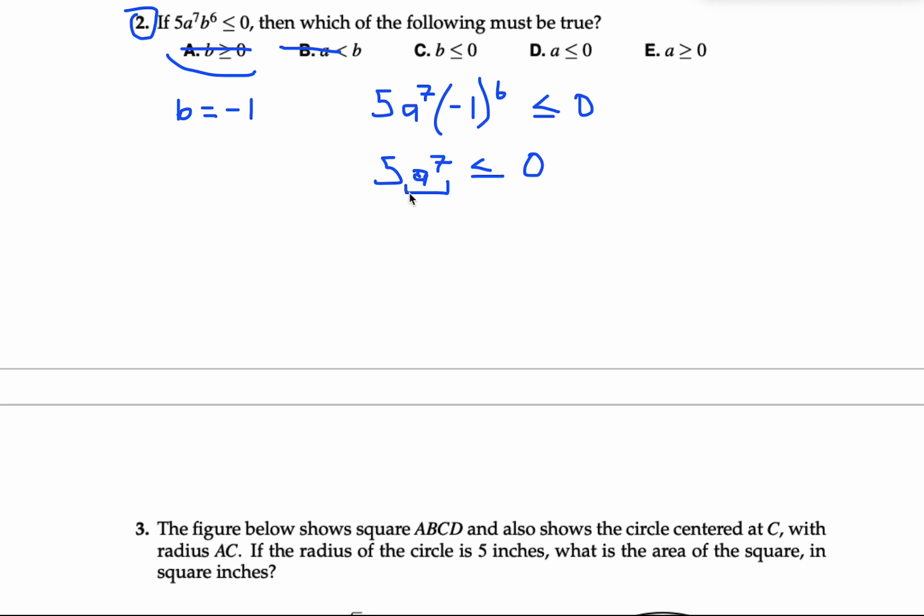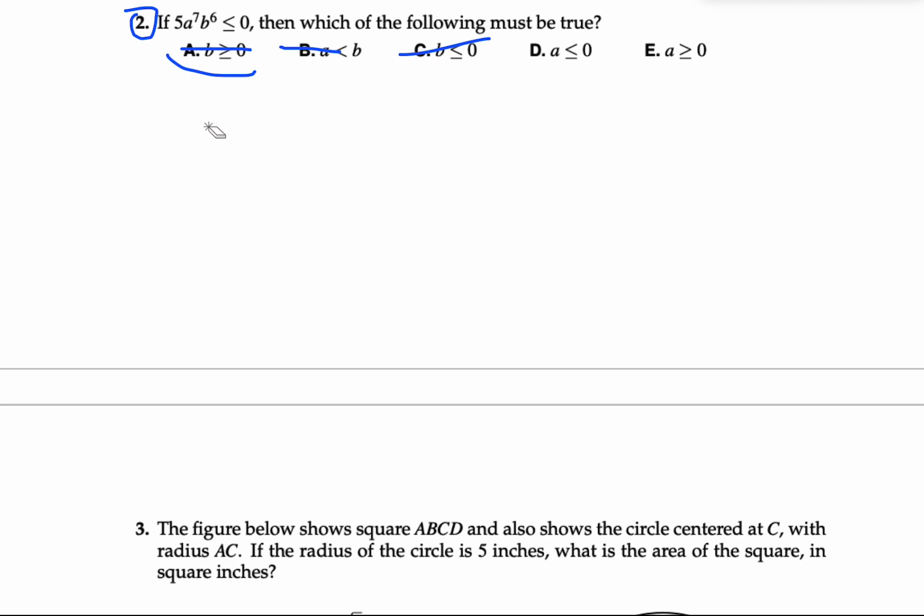So until we know what that is, we can't say that this is true, because depending on what the value of a is, if a turns out to be negative, then this will be true. But if you plug in a positive a, then this will be false. And so again, we can cancel out option C, as we don't know what the value of a is. So now let's try option D and see what we get.